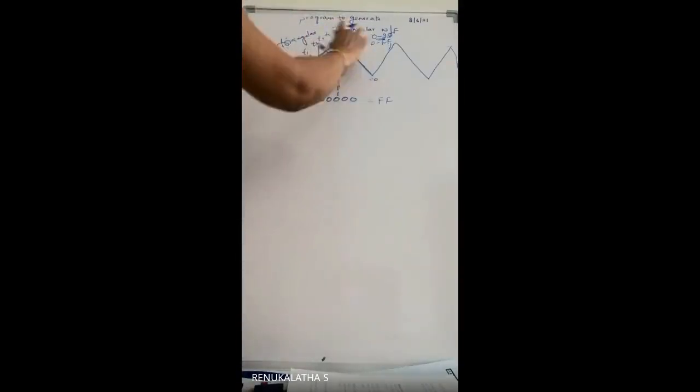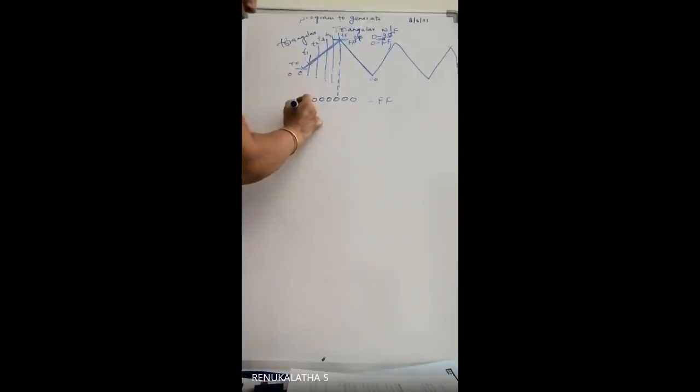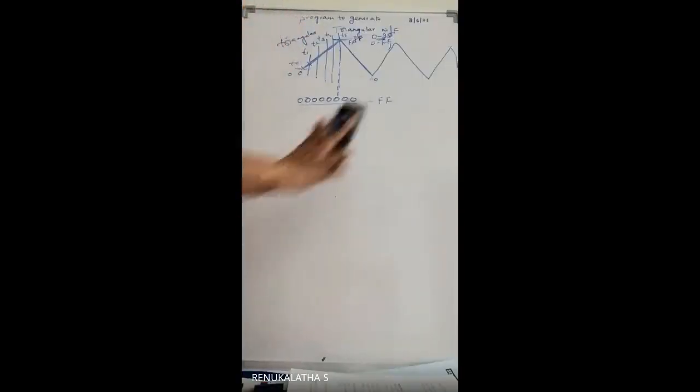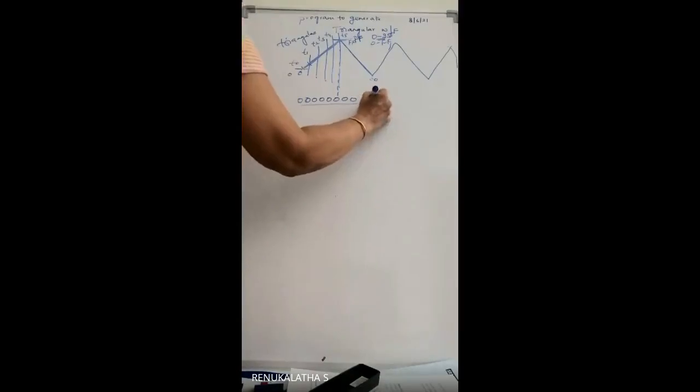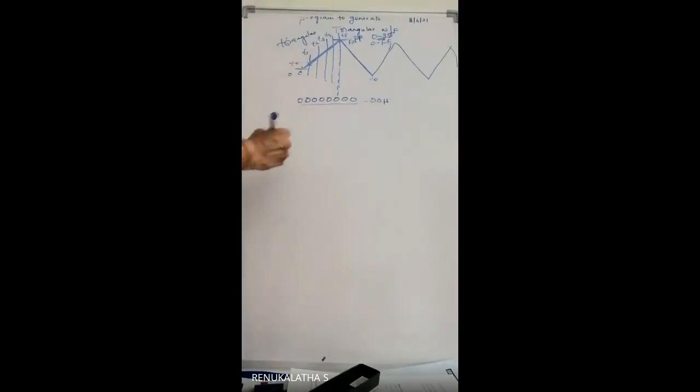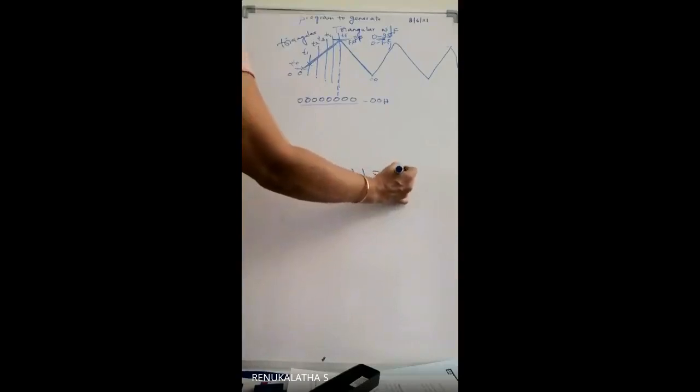What is the maximum limit? See, 0, FF, no? Yes, ma'am. FF is the maximum limit. What's the minimum limit I am starting with? 0, 0. All 8 bits will be 0, correct? Yes, ma'am. So this is equivalent to 00 hexadecimal, or 0x00. Now, what is the maximum limit it should reach? FF, ma'am. 1, 1, 1, 1, 1, 1, 1, 1. This is equal to FFH.